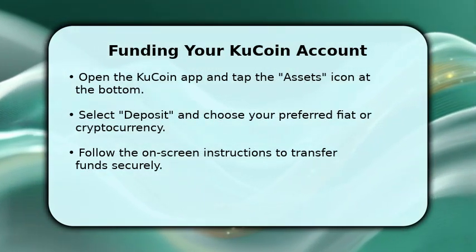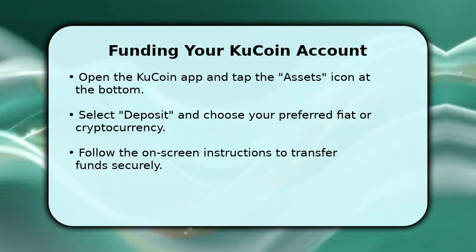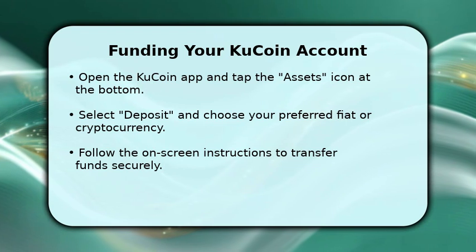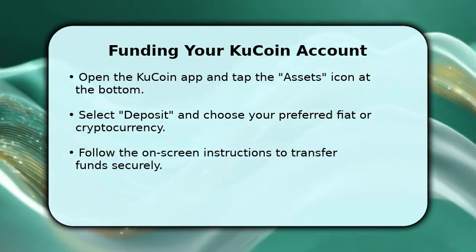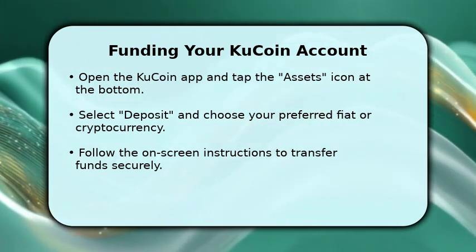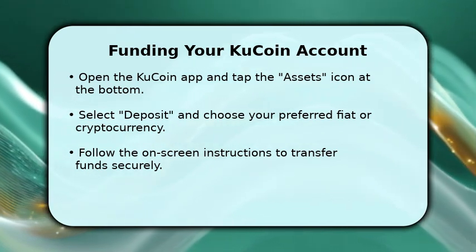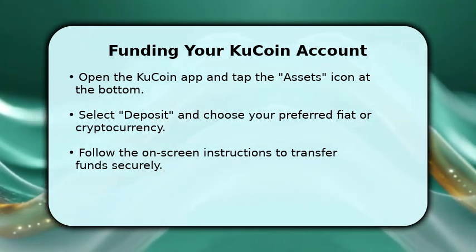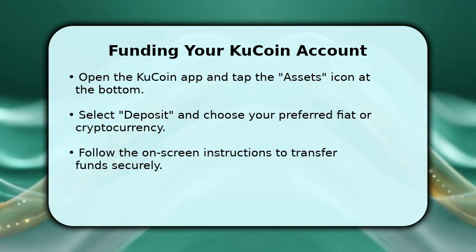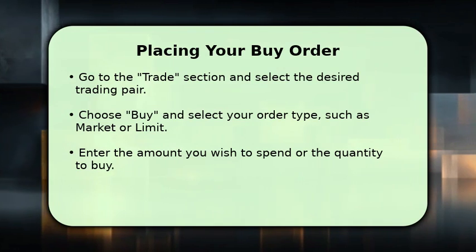To begin, you need to fund your KuCoin account. First, open the app and navigate to the Assets section. From there, select Deposit and choose whether you want to deposit fiat currency or a specific cryptocurrency. Follow the clear on-screen instructions, paying close attention to network selection and deposit addresses for crypto. Your funds should appear in your account within a few minutes to an hour, depending on the asset and network congestion.